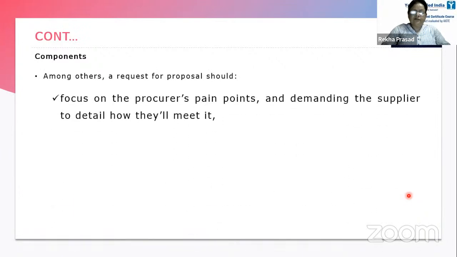The focus is on the procurer's pain points and demanding the supplier to detail how they will meet them. तो प्रोक्यूरर का क्या प्रॉब्लम है, क्या बनाना है एग्जैक्टली, उनको किस लिए चाहिए. जैसे हमने शुरू में कहा था कि they wanted something cool for their employees. It is a very hot season and they want it. So for that there can be a number of options. It can be ice cream, it can be cold drinks. So सबके अपने अपने plus and minus points हैं.